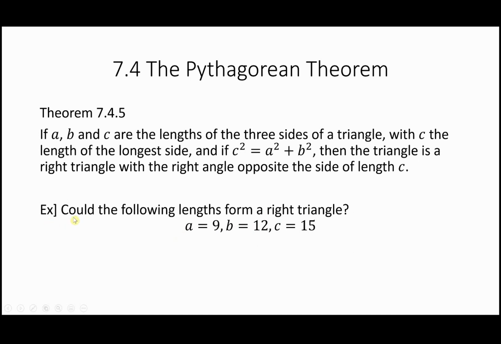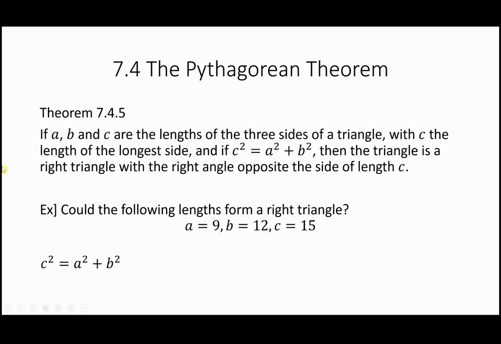This example states, could the following lengths form a right triangle? So your shortest length is 9, that's your a. Your medium length is 12, which is b. And your longest length always needs to be in the c position. That's very important here, because if this forms a right triangle, the longest length is always going to be the hypotenuse, so it needs to be put in the c position in the Pythagorean theorem in order for this test to work.